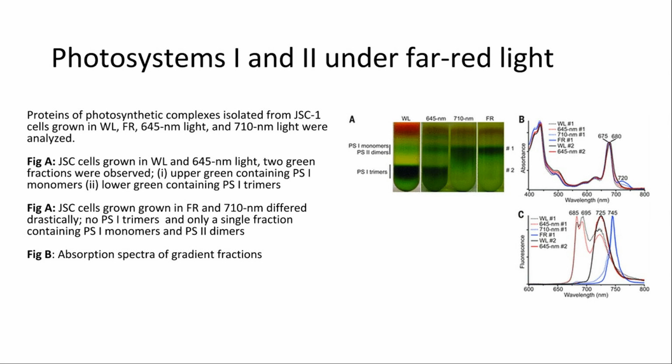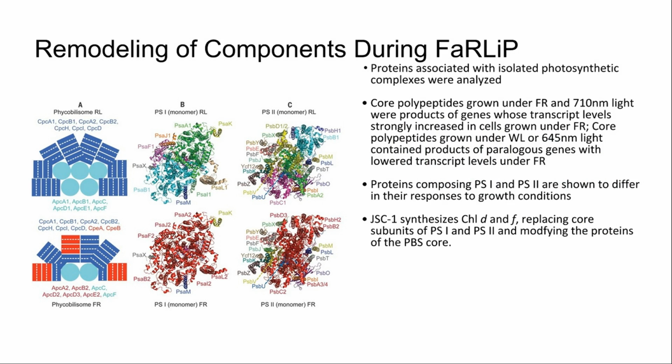Spectra observed in figure B indicate that both photosystem 1 and 2 complexes of cells grown in far red light or 710 light contain chlorophyll F, chlorophyll produced during photoacclimation, which absorbs further than any other chlorophyll in far red light. The core polypeptides in the cells grown in far red light or 710 light were the products of genes whose transcript levels strongly increased in cells grown under far red light, while the cells grown in white light or 645 light contain products of genes with lower transcript levels under far red light.